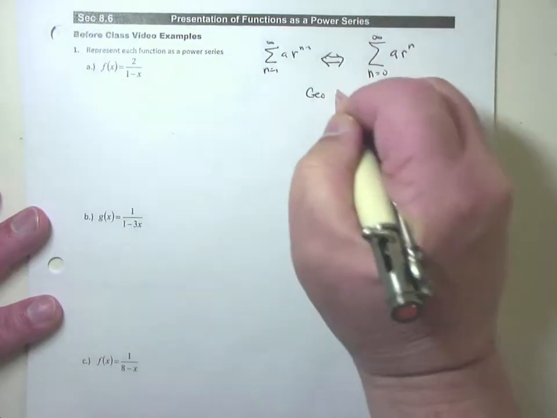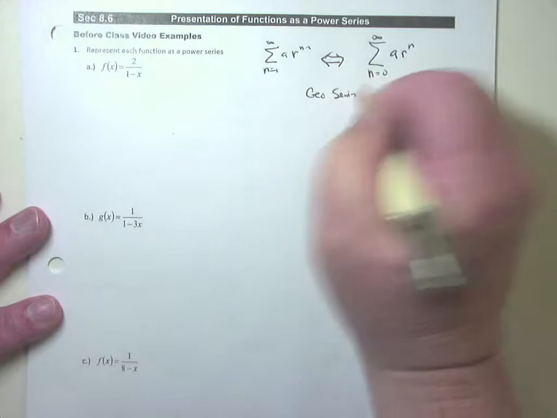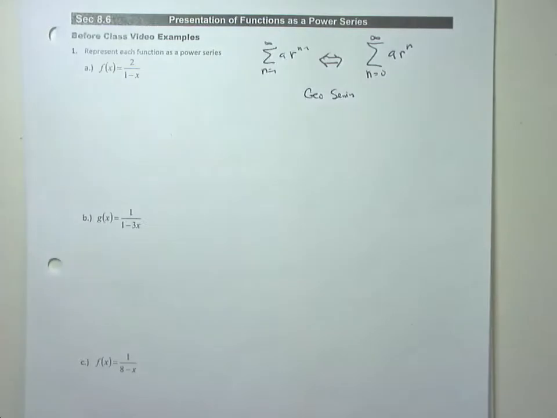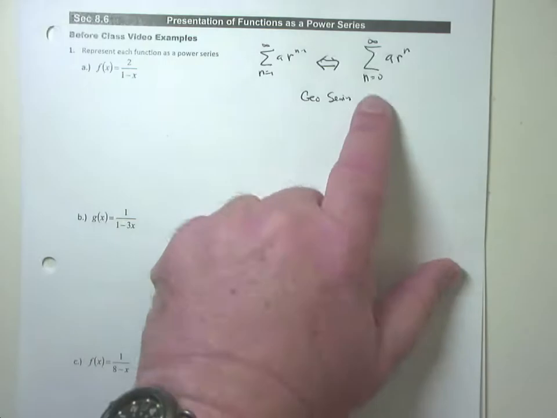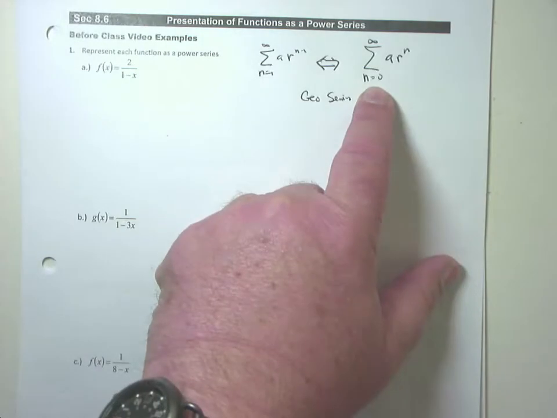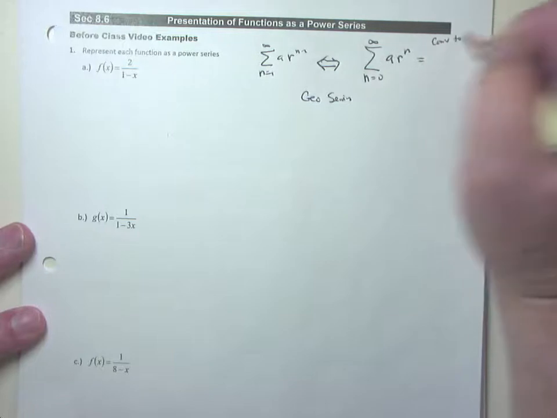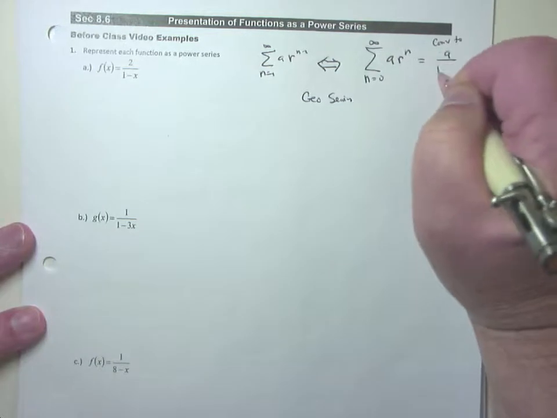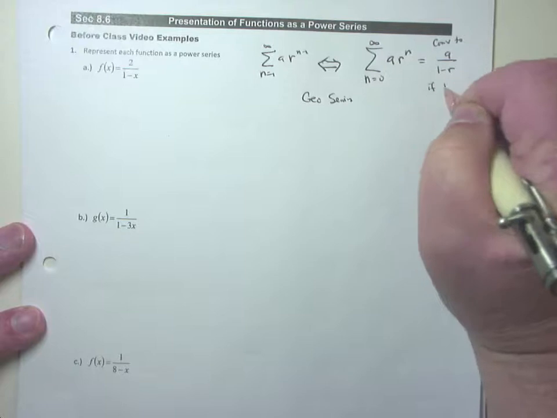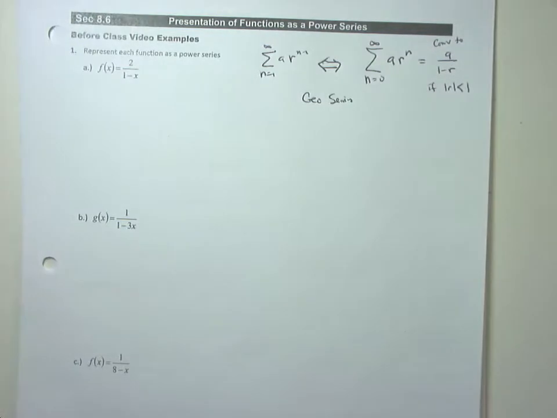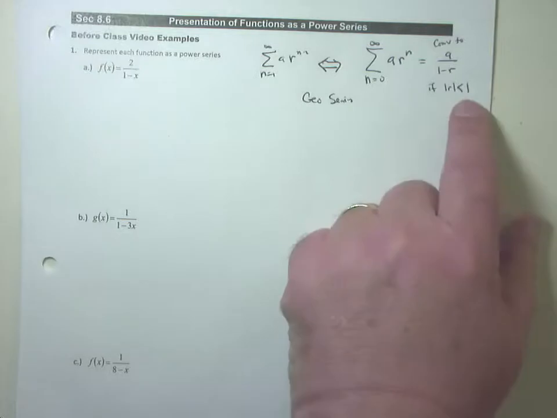It's the same geometric series, but it looks a little neater to have n instead of an n minus 1 power, but you have to have the summation start at 0. And we know that this converges to the formula a over 1 minus r, provided the absolute value of r is strictly less than 1. The nice thing is we don't have to check the endpoints, because the endpoints are going to diverge.